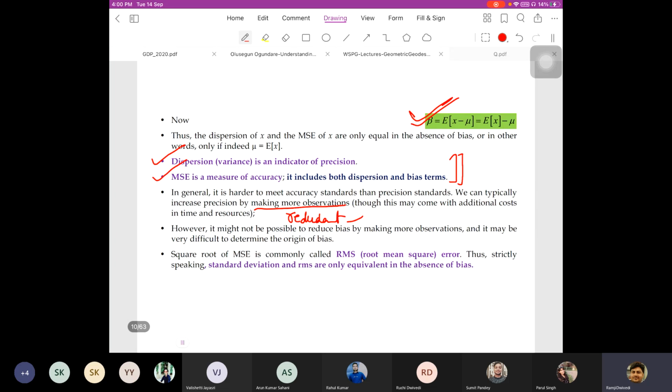However, it might not be possible to reduce bias by making more observations, because if it is undetected and you are not aware of it, it will always be there. And it may be very difficult to determine the origin of the bias. The square root of the mean squared error is commonly called RMS, or root mean square error. And thus, strictly speaking, standard deviation and RMS are equivalent only in the absence of bias.